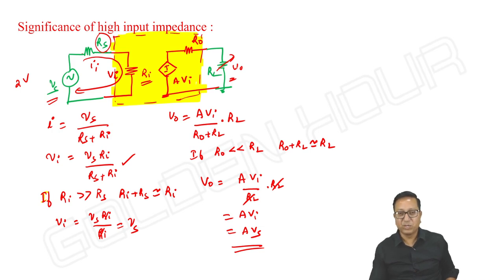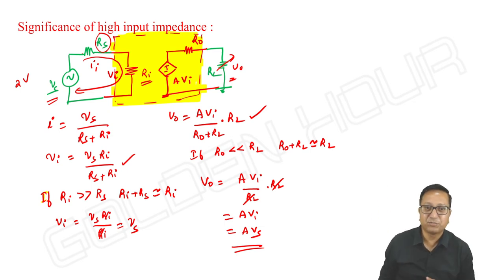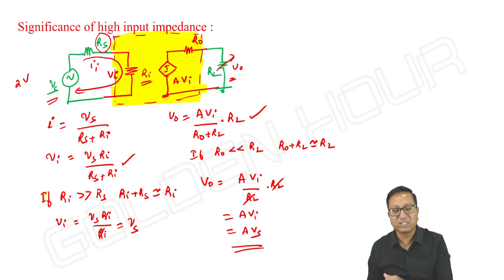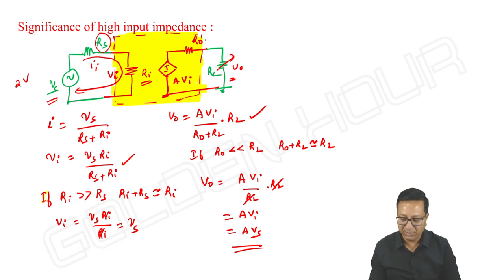Similarly, output voltage looks like it is dependent on the load resistance. To test the performance of my amplifier, you may connect a load resistor of 10 ohm or 100 ohm, 1K, 1 mega. And if the load resistor changes, the output value keeps on changing. But as a designer, if I take care of my output resistance, if I design the amplifier with very low value of RO, then V output is independent of RL. That's what is very much required.